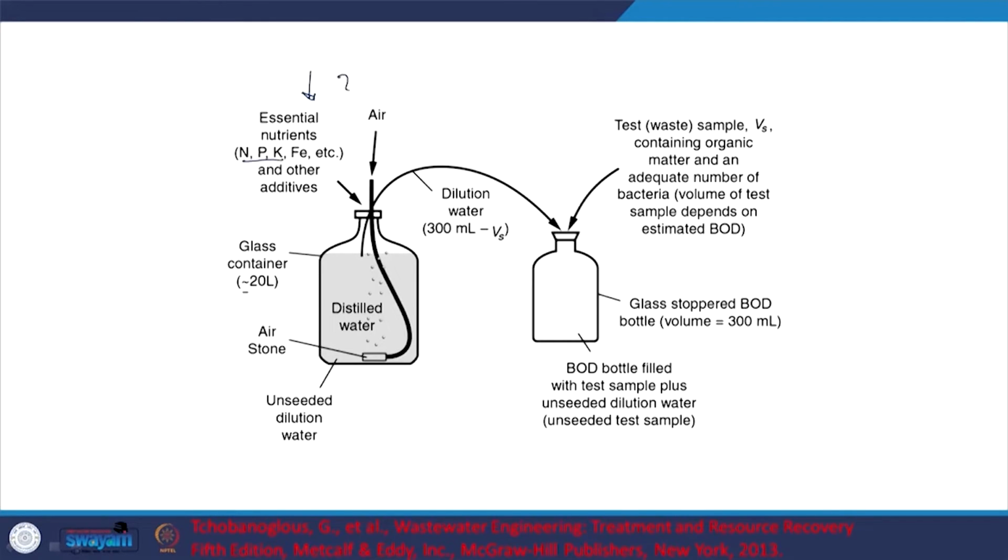Why are we adding the nutrients? Because you need microbes to thrive, right? Microbes in your BOD test to thrive. That is why you add these essential nutrients. And air, why are you adding air? This is, keep in mind, the dilution water.